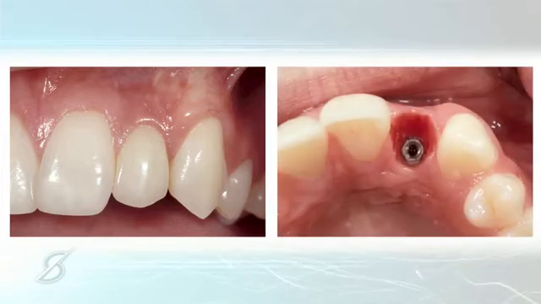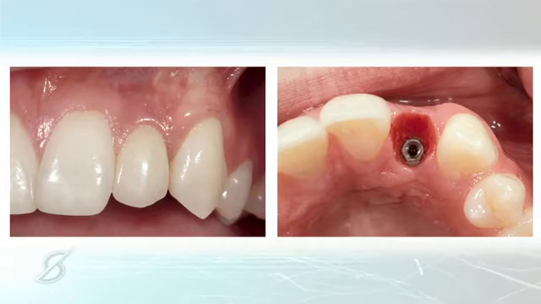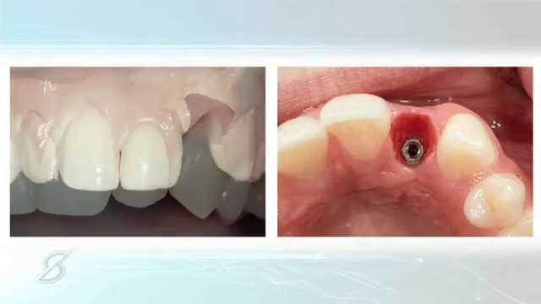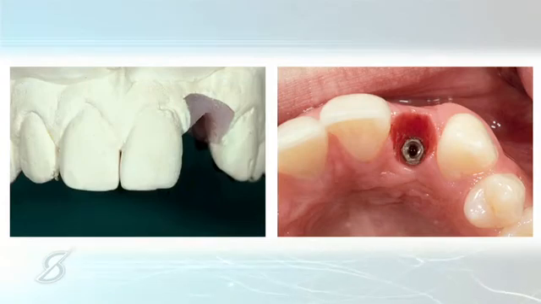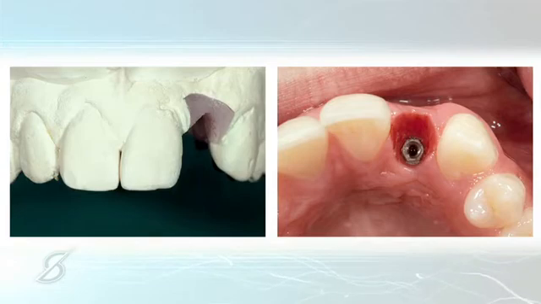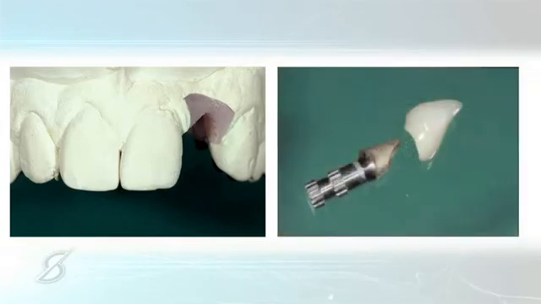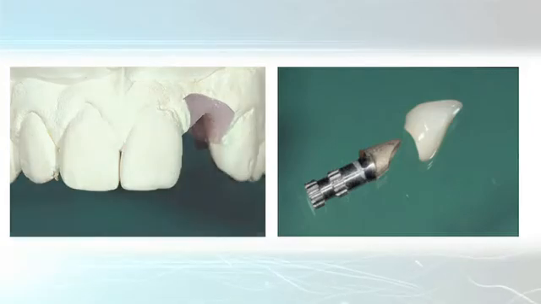Now we can remove the temporary. And there's a number of ways to now copy the emergence profile of the temporary, which again we talk about in other segments. But here is basically now the final working model following the final impression that the technician is going to use to create the final restoration. And in this case, it happens to be a gold abutment with a metal ceramic crown on it, because this tissue is actually quite thick and I'm not real worried about anything showing through.